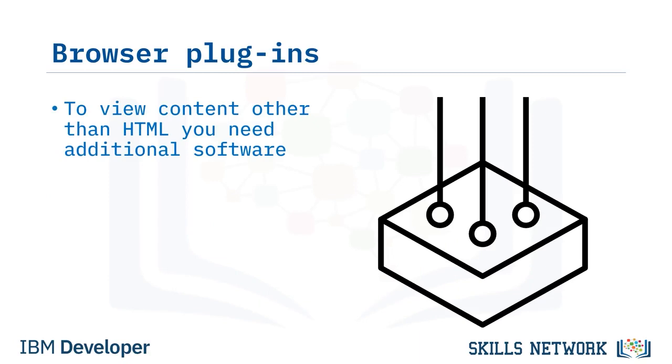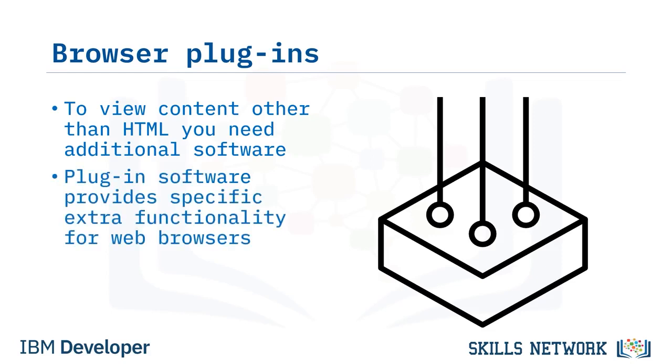content such as images, video, audio, and XML files. However, in most cases, to view other, more advanced types of content, you need additional software. A browser plugin, also sometimes referred to as an add-in or add-on, is essentially a small piece of software that provides some specific bit of additional functionality to a web browser.